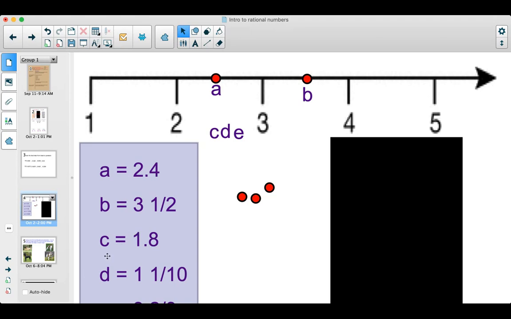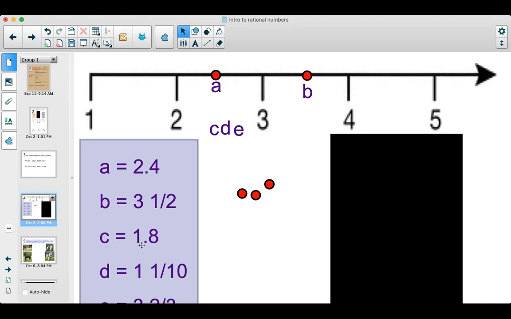Okay, remember for letter C, we got 1.8. So it's 1 point something, that's more than 1. It would be less than 2. So it's between 1 and 2. 0.8 again is 8/10. Well, 8 is more than half of 10. So it would be something like that. Again, if I imagine cutting this into 10 equal pieces, 8/10 would be 8 of them on this side and 2 of them on this side.